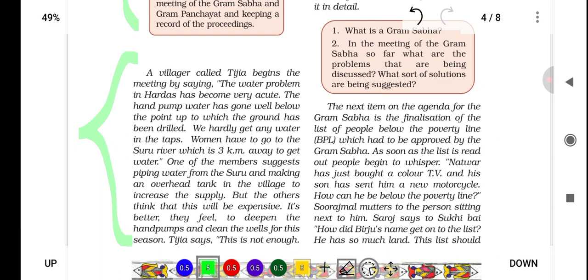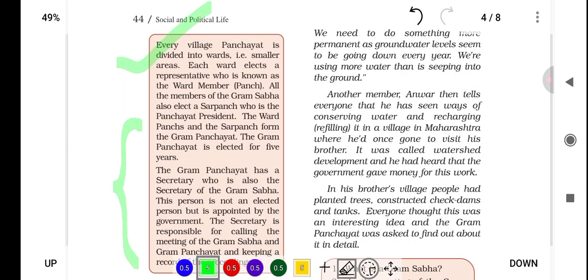Tijia says, this is not enough. We need to do something more permanent, as groundwater levels seem to be going down every year. We are using more water than is seeping into the ground. Another member, Anwar, tells everyone that he has seen ways of conserving water and recharging, that is refilling it, in a village in Maharashtra where he had once gone to visit his brother. It was called watershed development, and he had heard that the government gave money for this work. In his brother's village, people had planted trees and constructed check dams and tanks. Everyone thought this was an interesting idea, and the Gram Panchayat was asked to find out about it in detail.